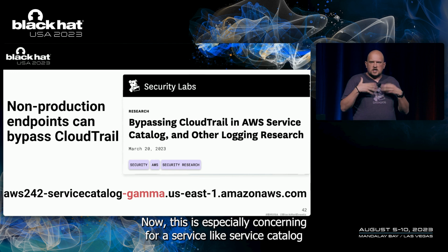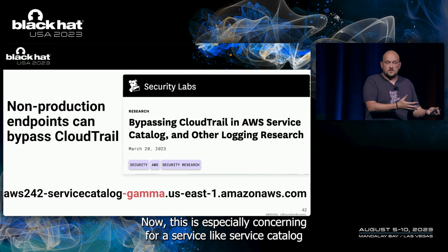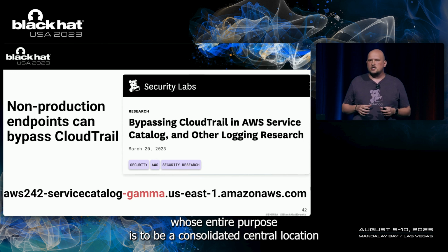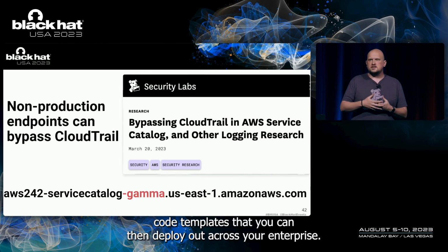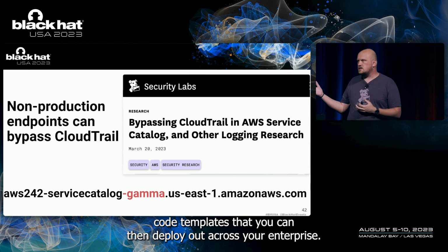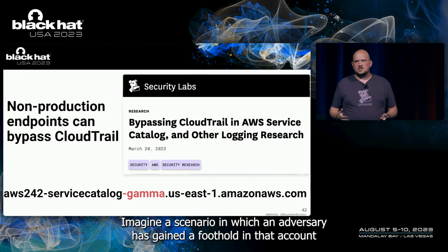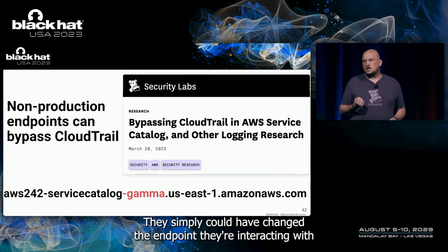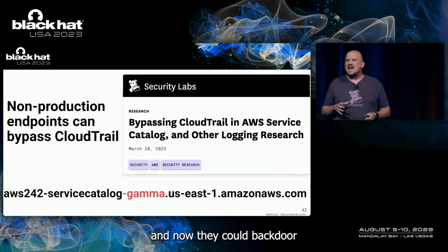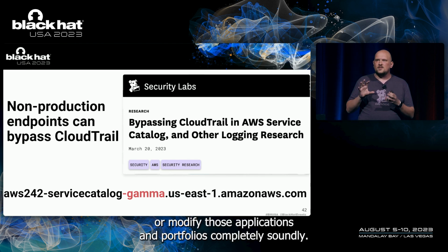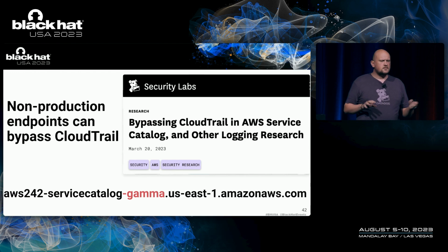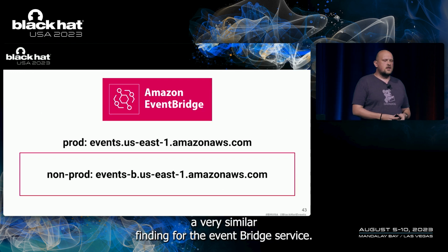Now, this is especially concerning for a service like Service Catalog, whose entire purpose is to be a consolidated central location to store your infrastructure's code templates that you can then deploy out across your enterprise. Imagine a scenario in which an adversary has gained a foothold in that account with sufficient privilege. They simply could have changed the endpoint they were interacting with, and now they could backdoor or modify those applications and portfolios completely silently. As another example of this, a very similar finding for the EventBridge service.